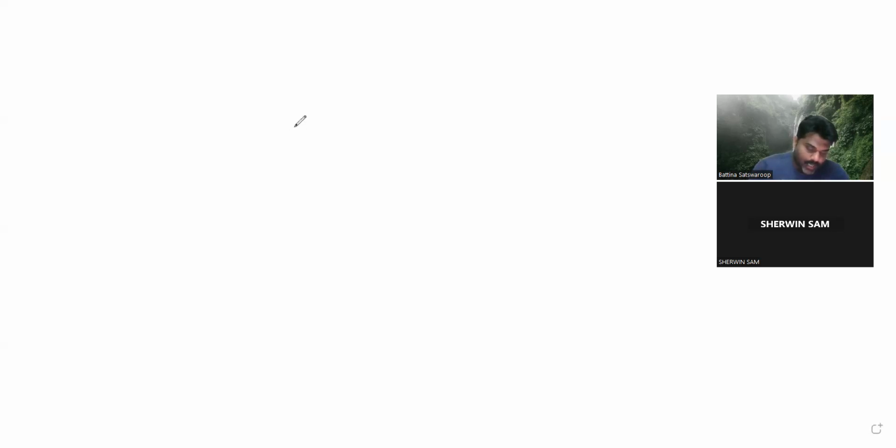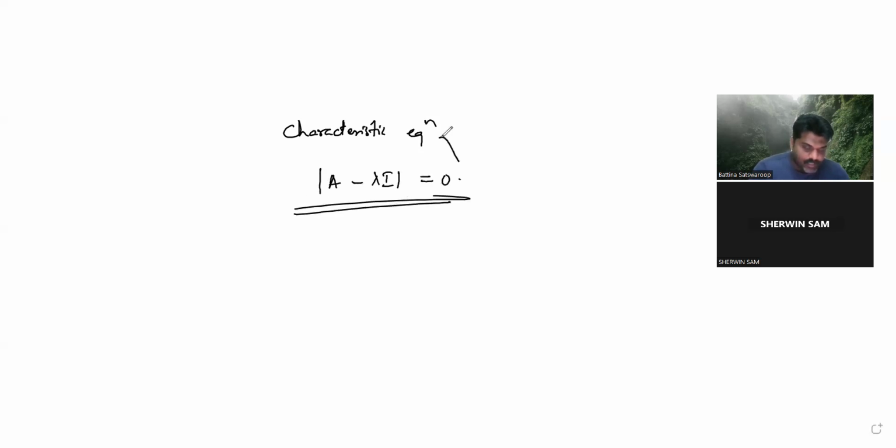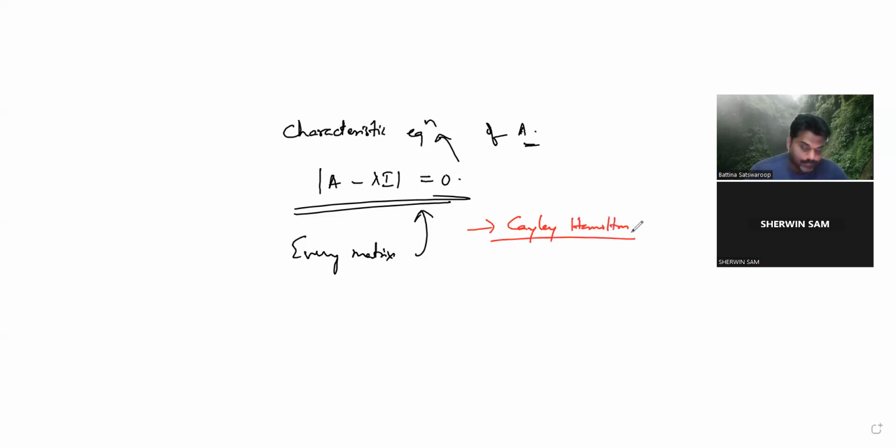There is something called the characteristic equation. Determinant of A minus lambda I is equal to 0. This is called the characteristic equation of A. And every matrix satisfies this condition, which you will find using the Cayley-Hamilton theorem.